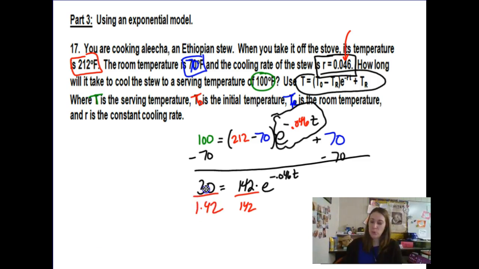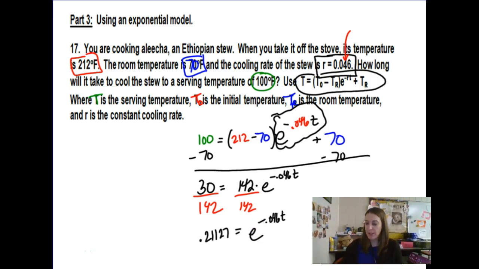Oops, that was not right. I don't know what happened there. 142. All right, so 30 divided by 142 is a decimal, and that's alright. It's life, it happens. I'm going to keep quite a few decimal points here. 0.21127 equals e to the negative 0.046t power.